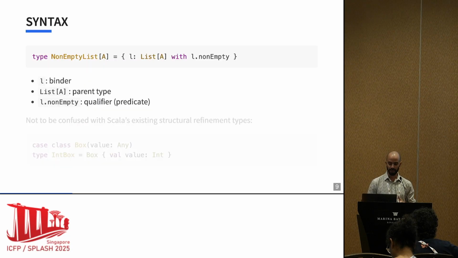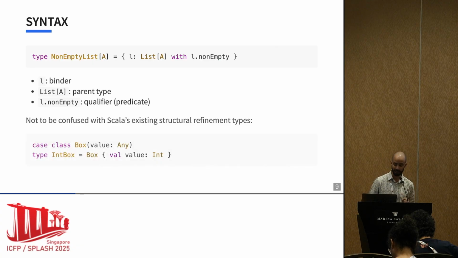Okay, so let's just see the syntax a little bit in detail because it might seem strange at first. But you see a qualified type starts with curly braces, then you have the binder, which means for any value of that type. Here you have the parent type, and then you have the condition. Just to note that it should not be confused with the existing structural refinement types that we have in Scala and that we saw this morning, for example.